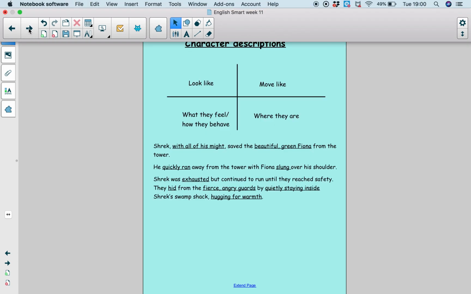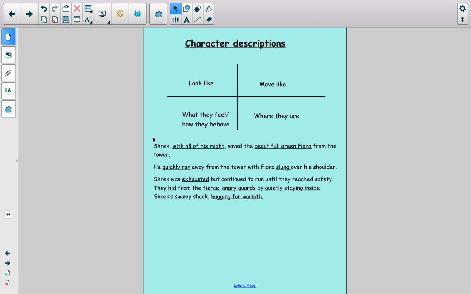So, character descriptions. These help the reader picture what the character looks like, what they may be moving like, what they are feeling or how they behave, and can also help the reader to picture where the character is.